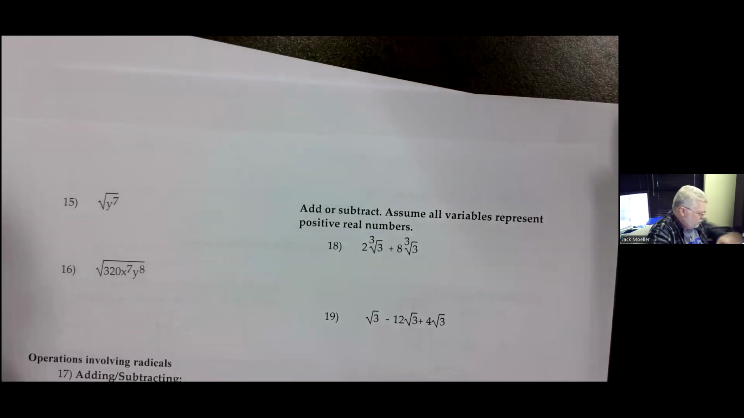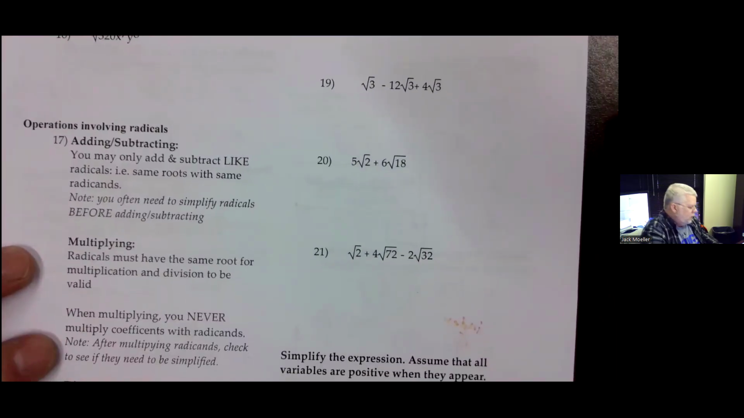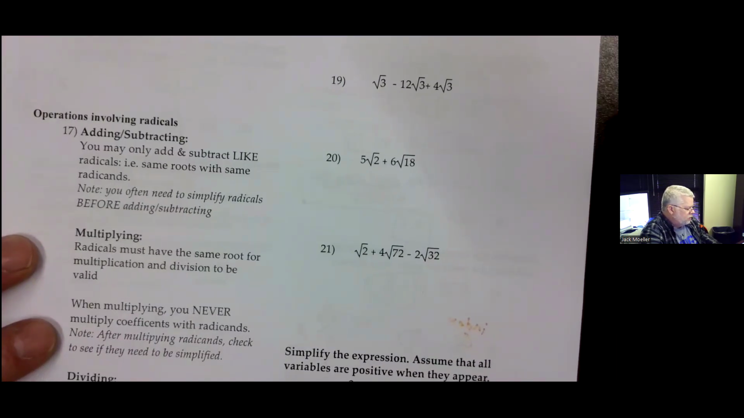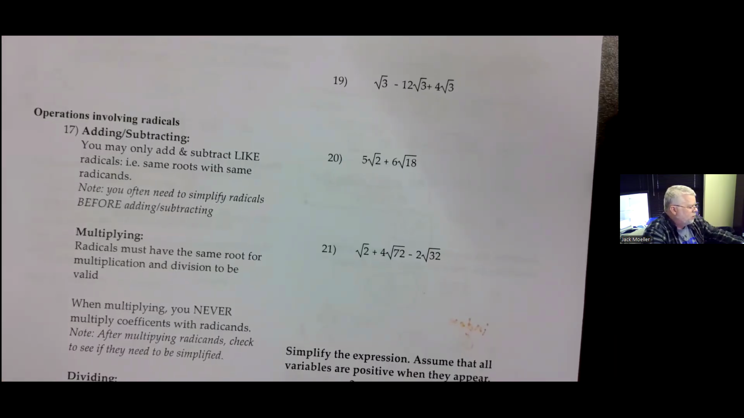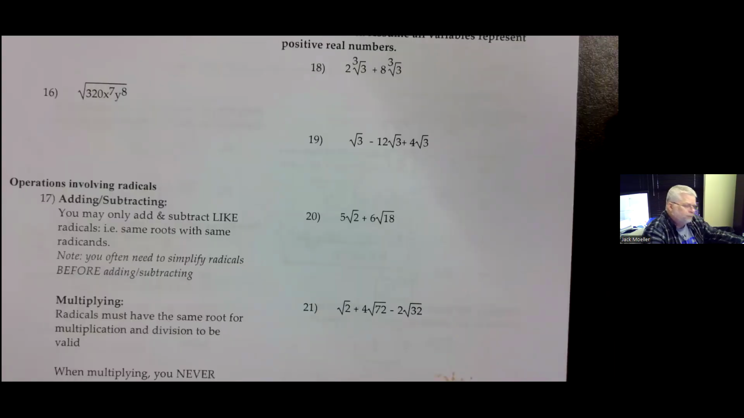All right. Yeah, let's talk about some adding and subtracting. This is something that we don't do a lot for this class. Again, this is kind of dipping our toe into some of the waters that you need for pre-calc. It turns out that adding subtracting radicals really isn't that bad if they're like radicals.